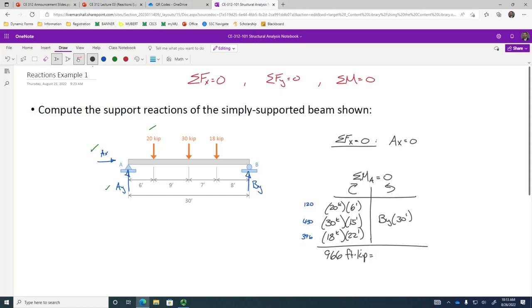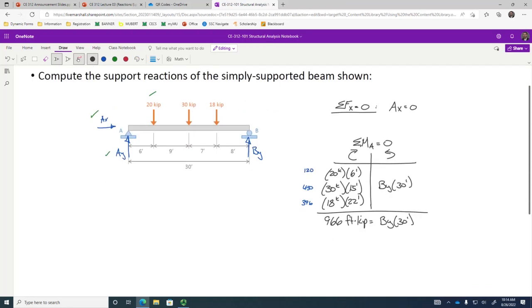And so that's 966. The units are foot kips or kip feet, whichever one you want to use, because we've got a kip times a foot. And that is equal to BY times 30 feet. So we divide both sides by 30 feet. BY equals what? 32.2.